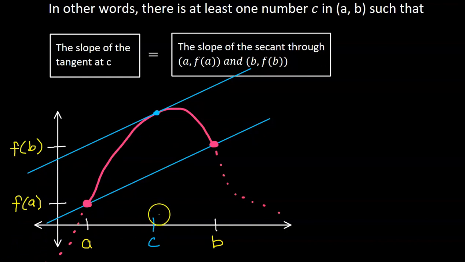So one really useful way to think about this is in the context of rate of change. The secant line is the average rate of change on the interval from a to b. The secant is the average rate of change. The slope at c is the instantaneous rate of change at that particular point. So the mean value theorem is saying that between a and b, there's at least one point where the instantaneous rate of change is equal to the average rate of change for the interval.